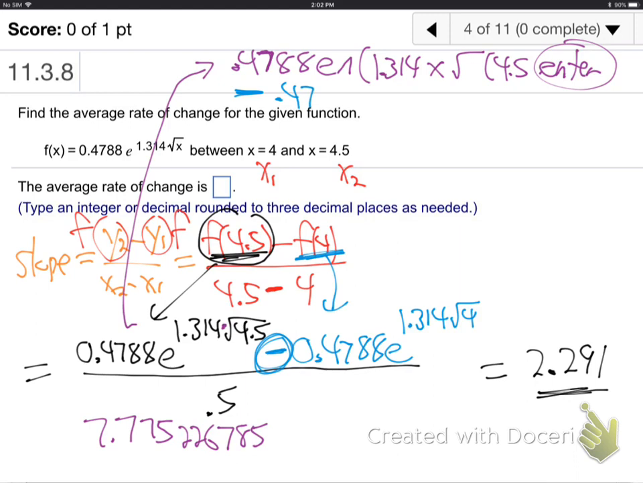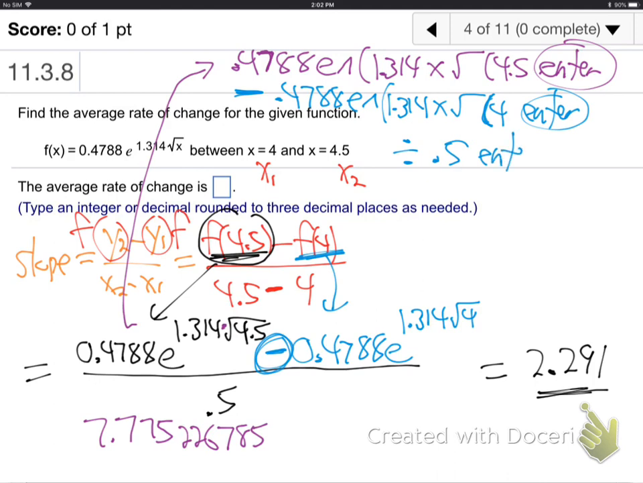And then basically do the same thing. 0.4788, e to the power, 1.314 times square root of 4, and hit enter. And it will give you an answer. And then go divided by, and it'll go, oh, answer? Right, divided by 0.5, enter. So that exact typing on the TI-84 or 83 should give you the answer, 2.291.